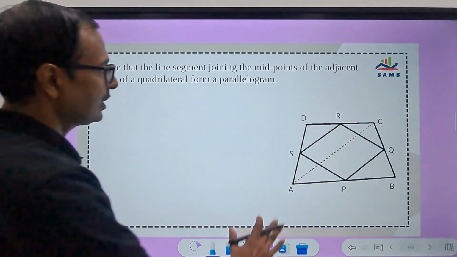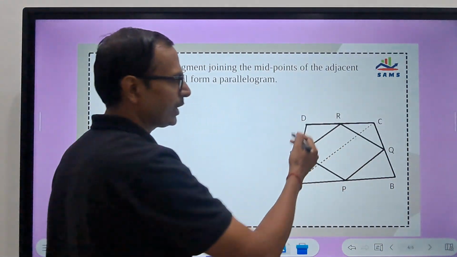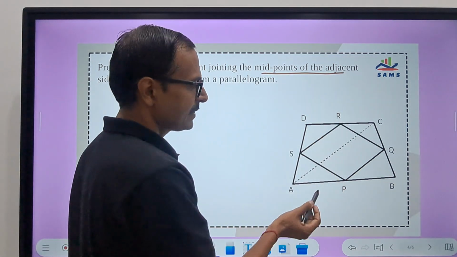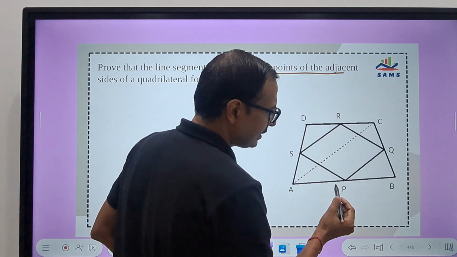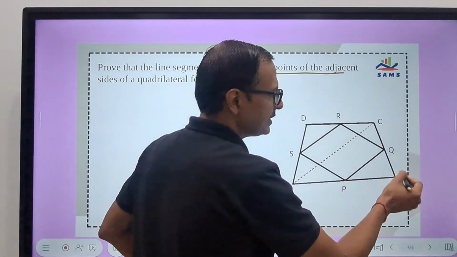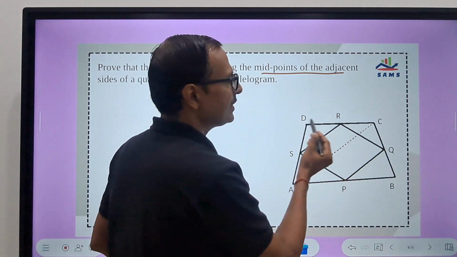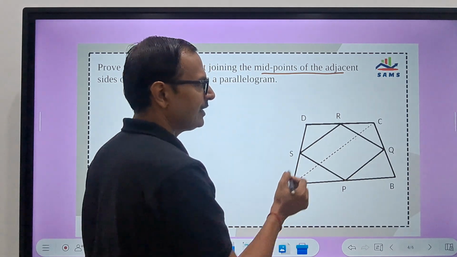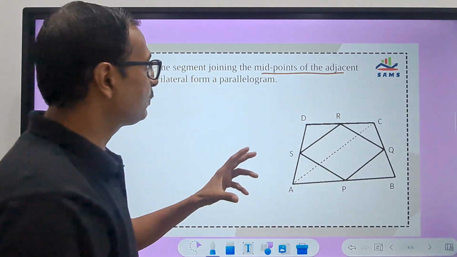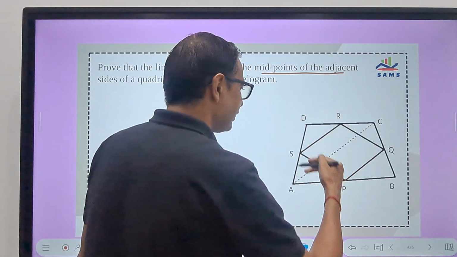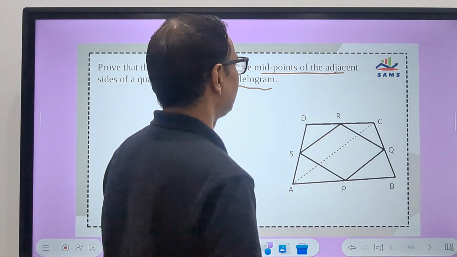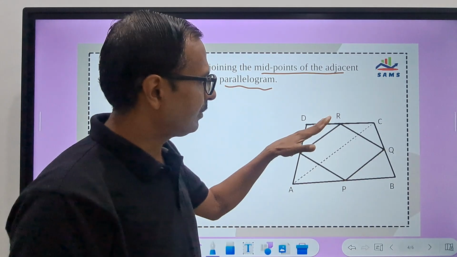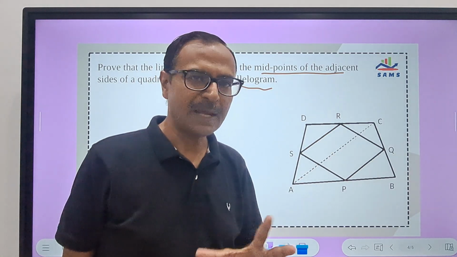So there is a quadrilateral here. You can see ABCD is a quadrilateral, and we have joined the midpoints of the adjacent sides. So the midpoint of AB is this P, the midpoint of BC is Q, so we have joined PQ. Likewise, R is the midpoint of CD, we have joined QR, and S is the midpoint of DA, we have joined RS. Now we need to prove that this figure which is formed, PQRS, is a parallelogram. So what is the basic property of a parallelogram? The pair of opposite sides, they are parallel.